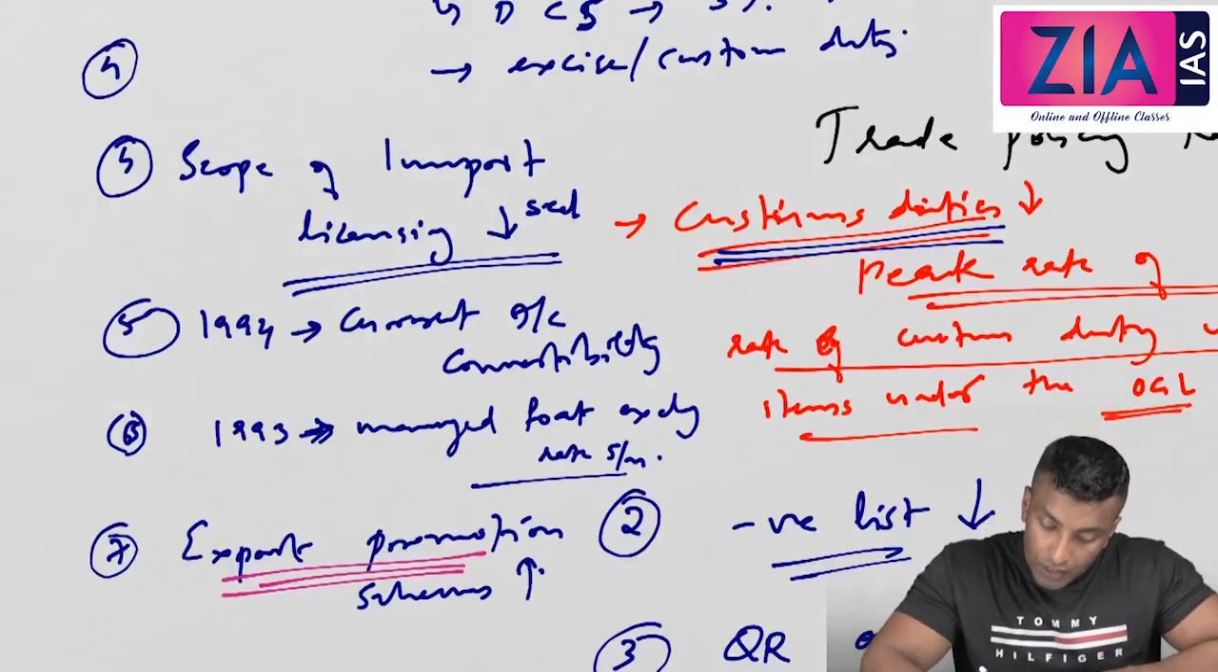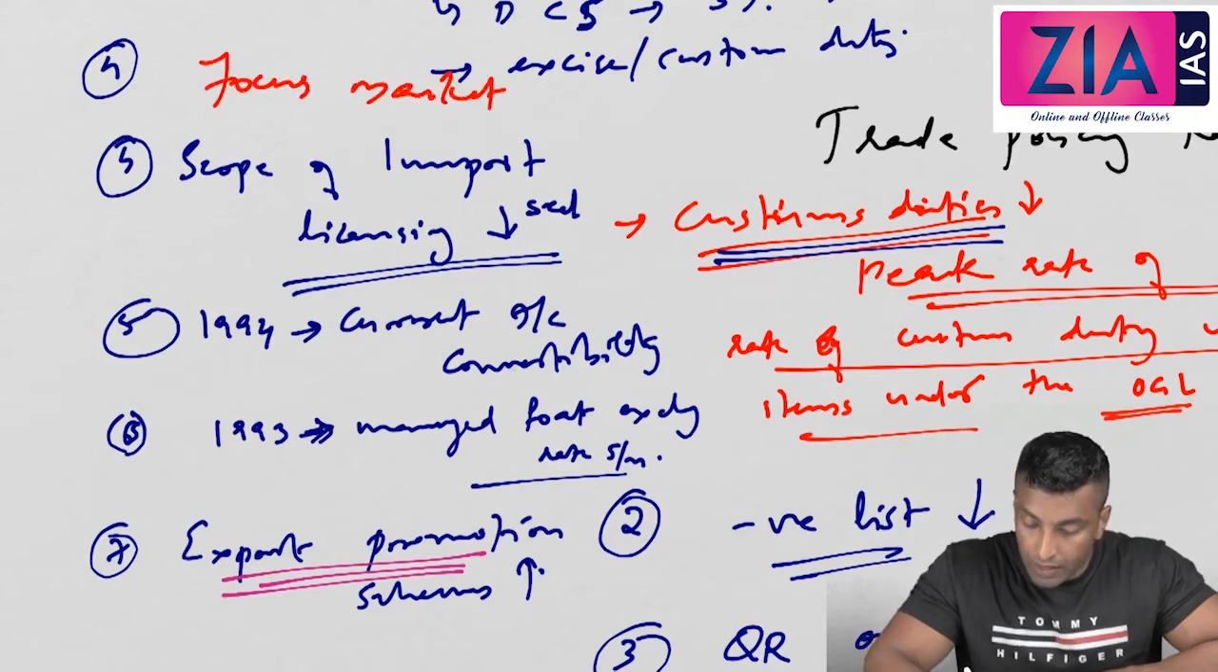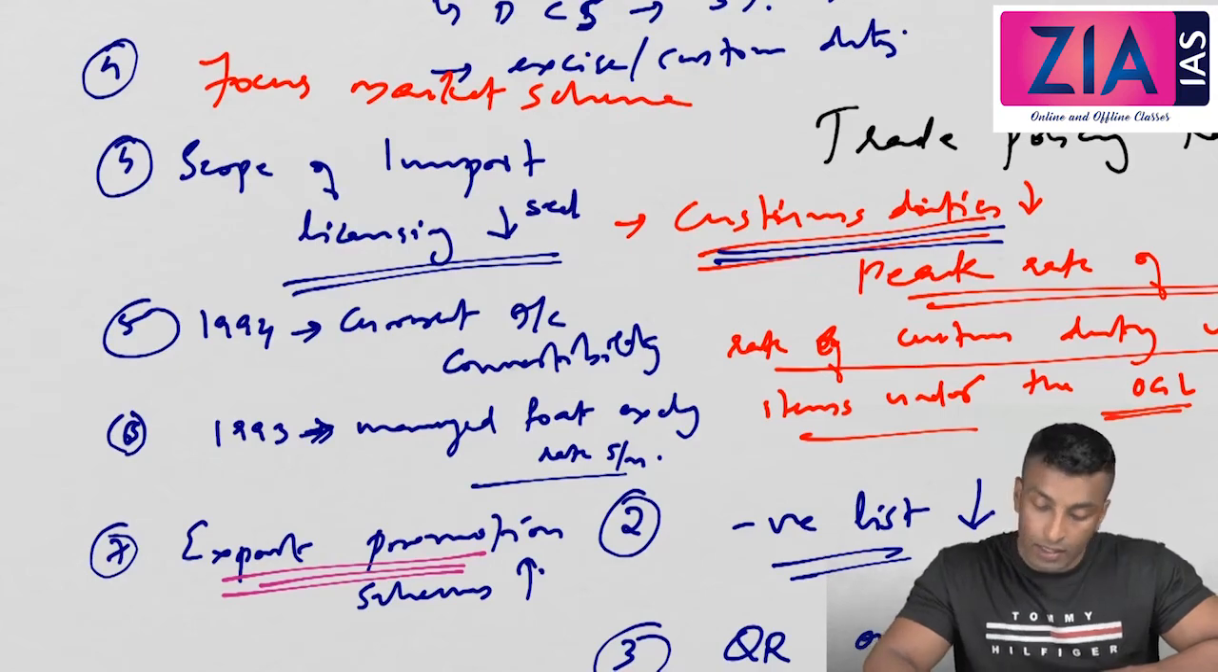Then we have the fourth one, the focus market scheme. It is actually targeting specific markets.